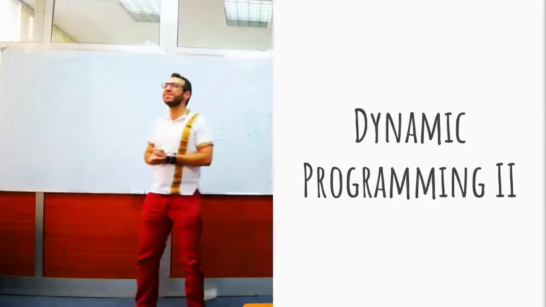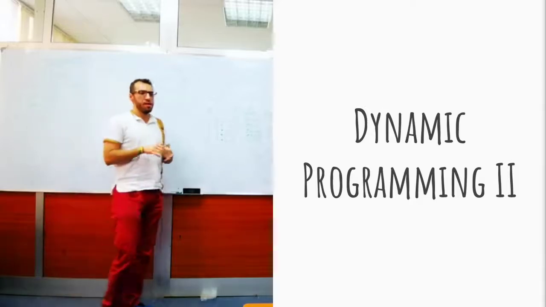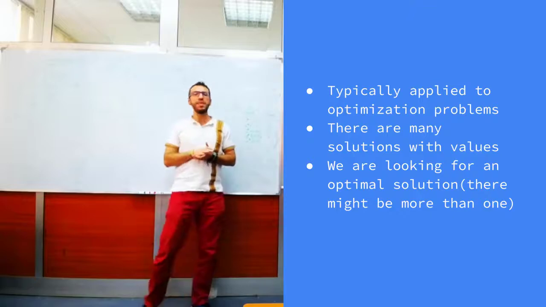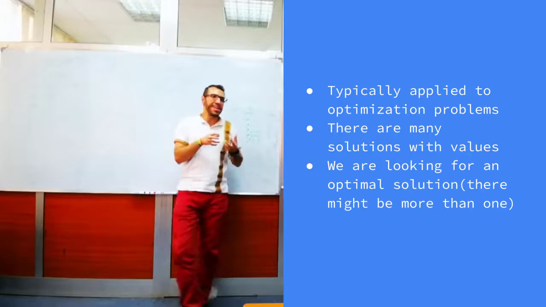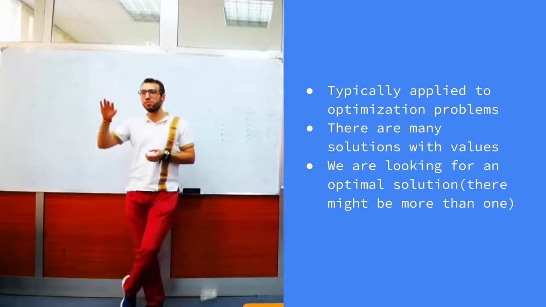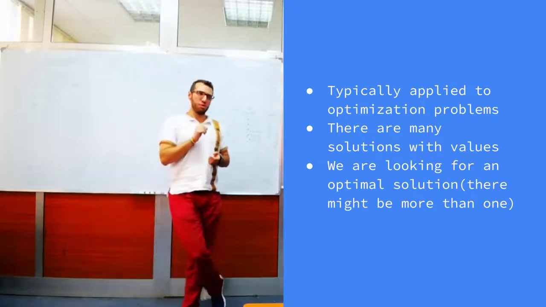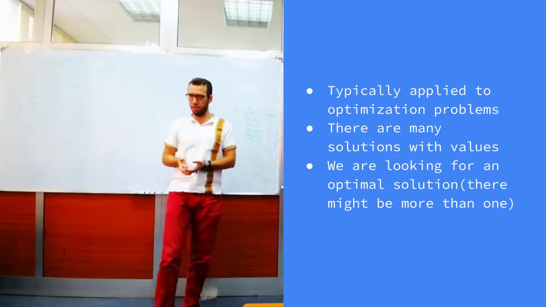So, how can we detect whether a problem is a dynamic programming problem or not? Most of the time, typically, dynamic programming is applied to optimization problems. Meaning, there are many solutions with values, and we are either trying to maximize that value or minimize that value. And we are looking for an optimal solution. We are not just looking for a solution, we are looking for an optimal solution.